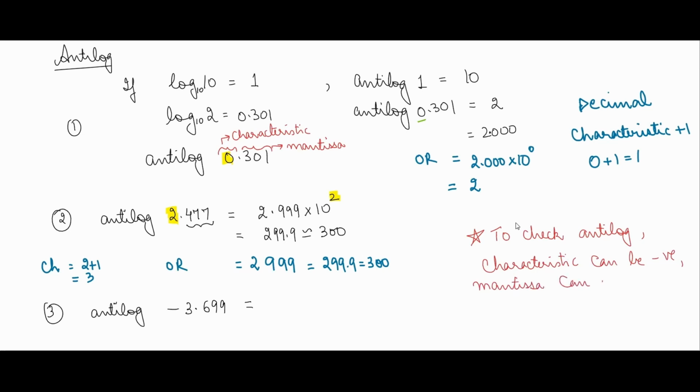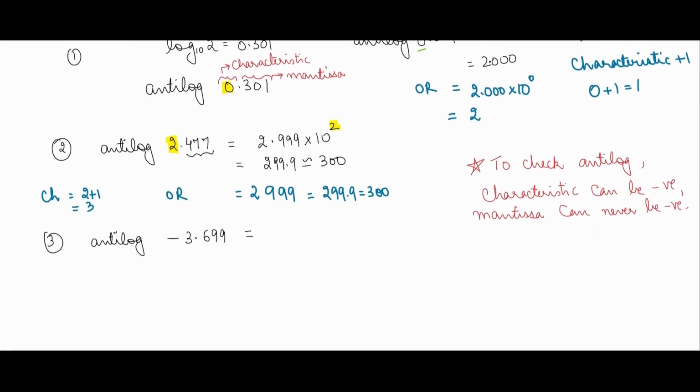Mantissa can never be negative. You cannot calculate antilog of a negative mantissa. ये बात याद रखनी. Just remember this. You can never calculate antilog for a negative mantissa. Okay, so what do we do for that?